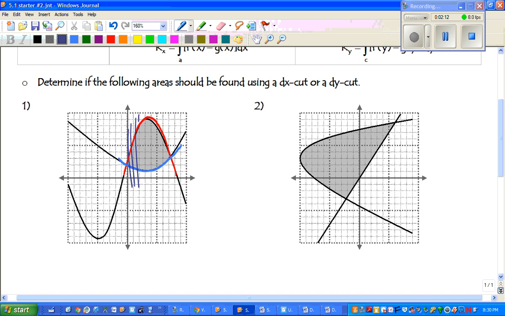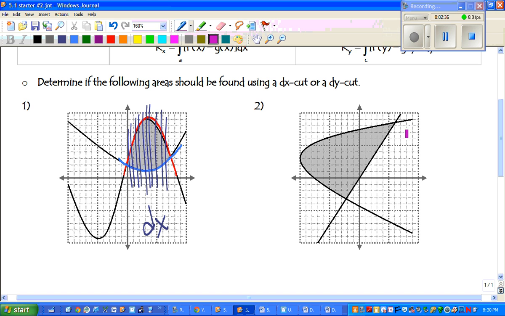Remember, one way we could determine this is by using vertical lines. If we draw vertical lines through here and it always goes through the one function first and the other one second, then it's going to be a dx cut. So you can see here, it always goes through the red function first on top and then the blue one on the bottom. So we have a dx cut.